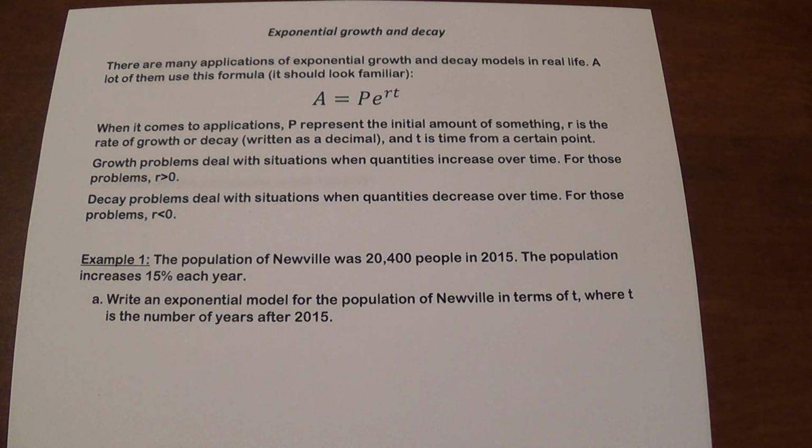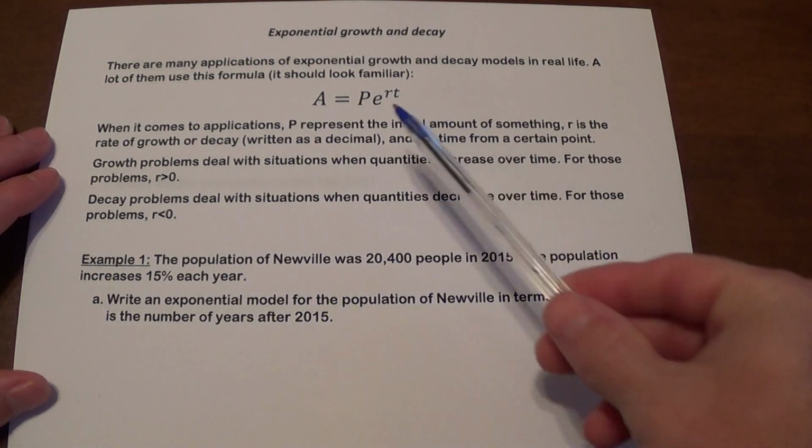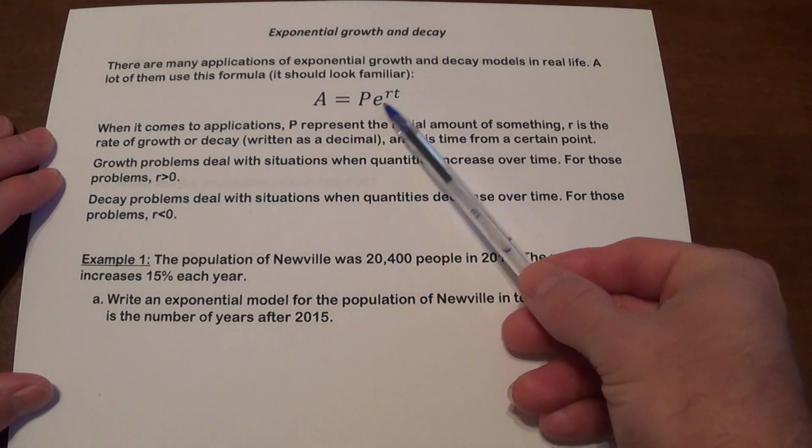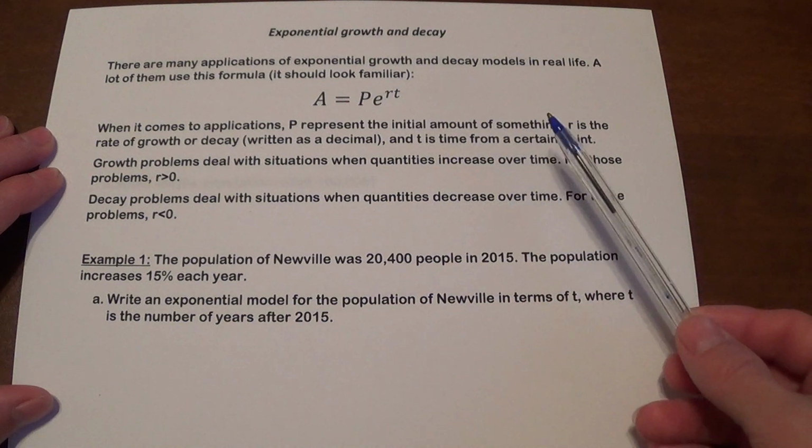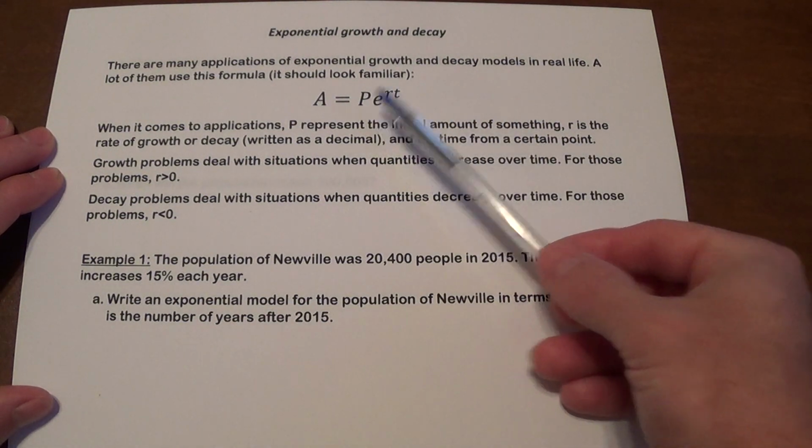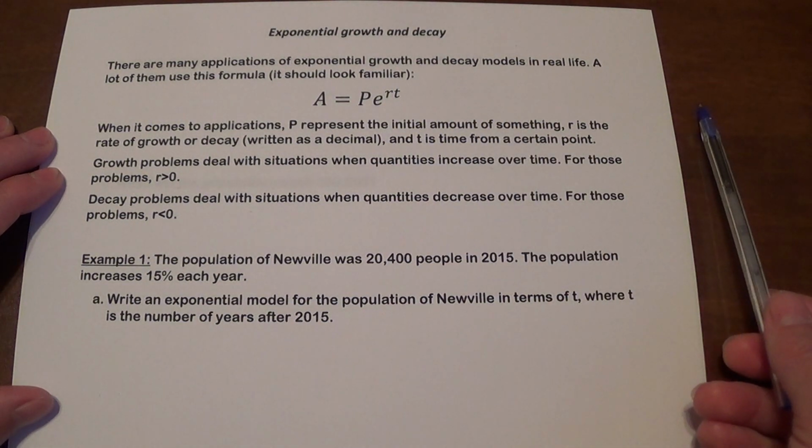Hi, today we're going to talk about applications of exponential functions for exponential growth and decay. So this is a formula that should be familiar: A equals P times e to the power rt. P in this case is going to represent the initial amount of something that we're working with. R is the rate of growth and t is the time.